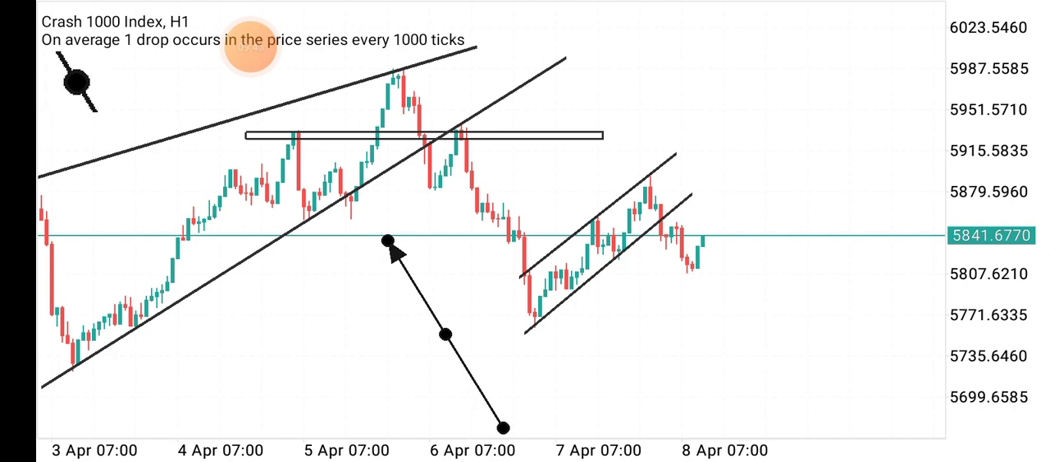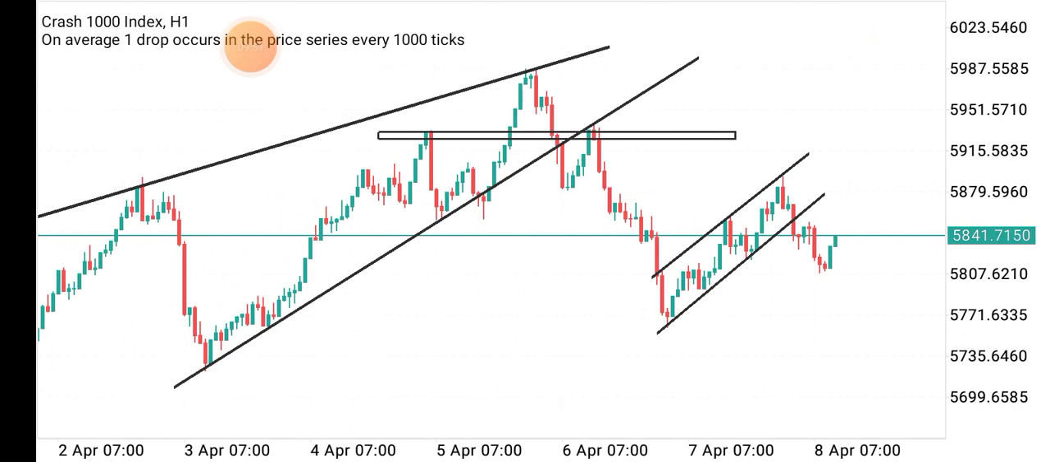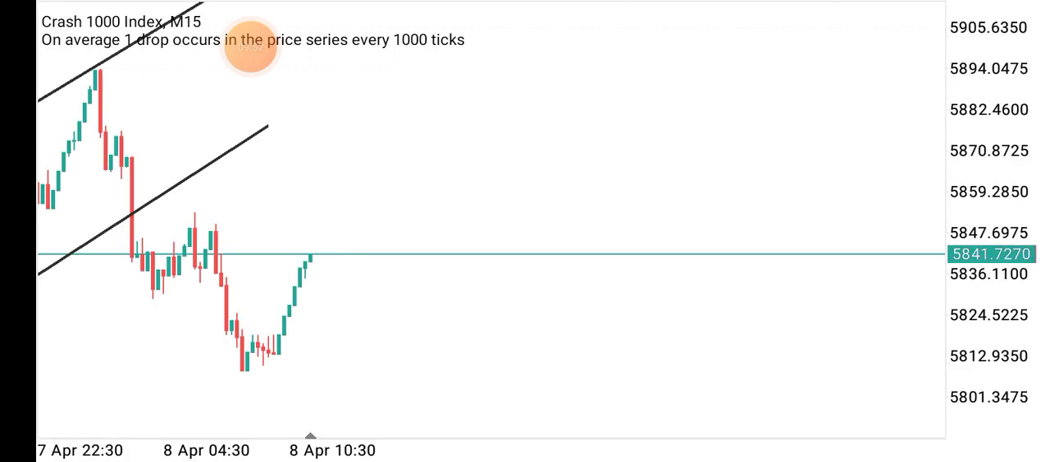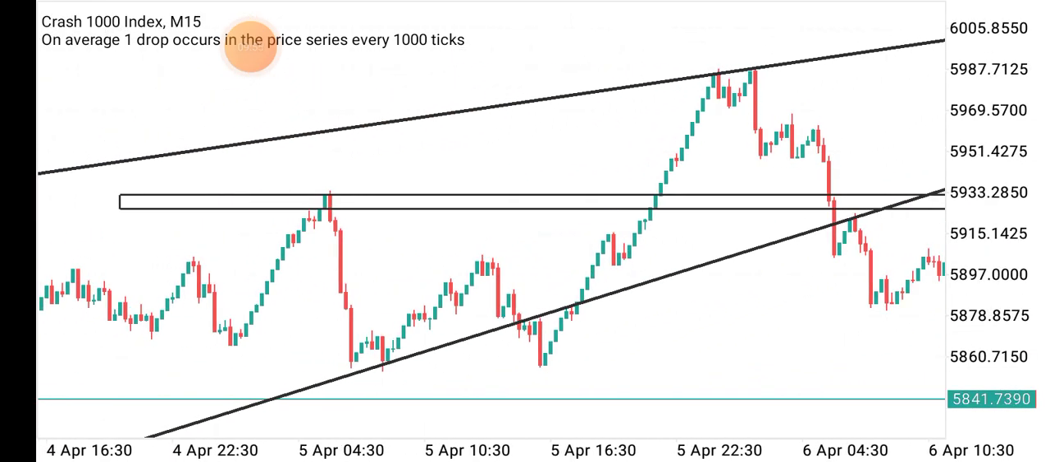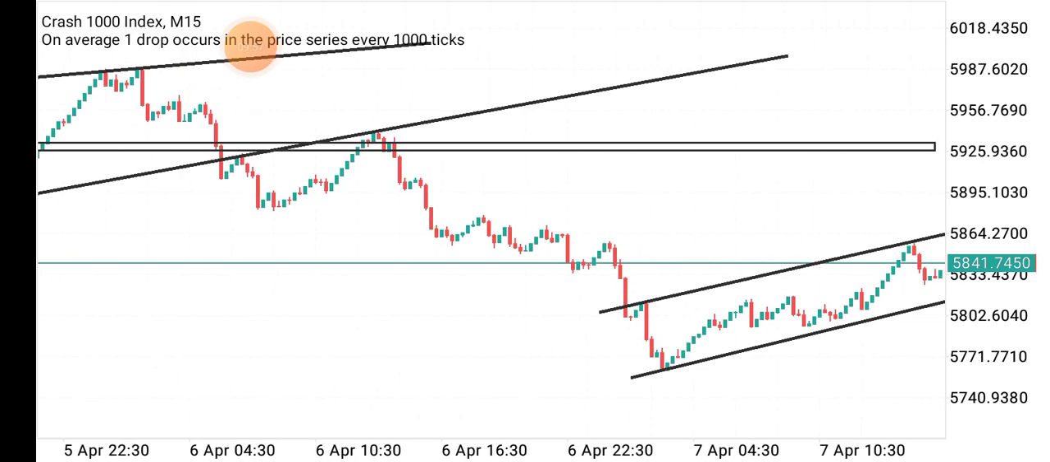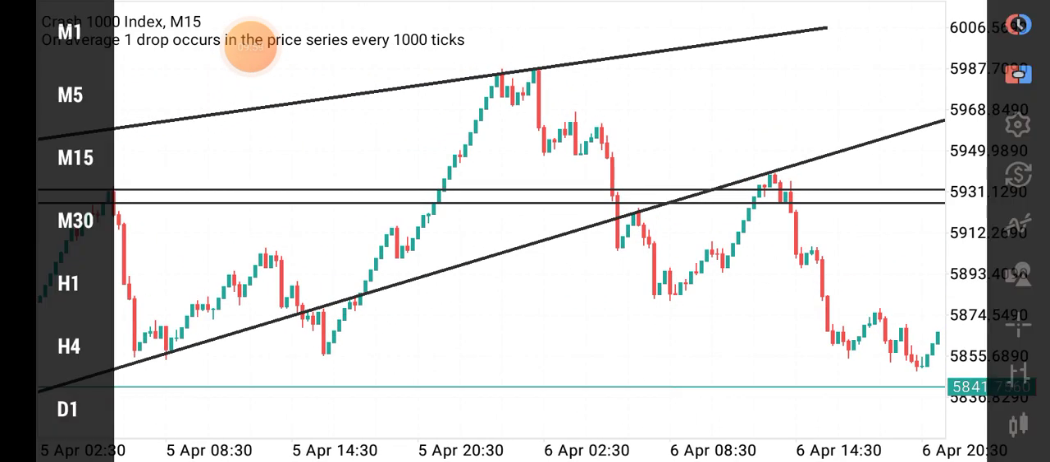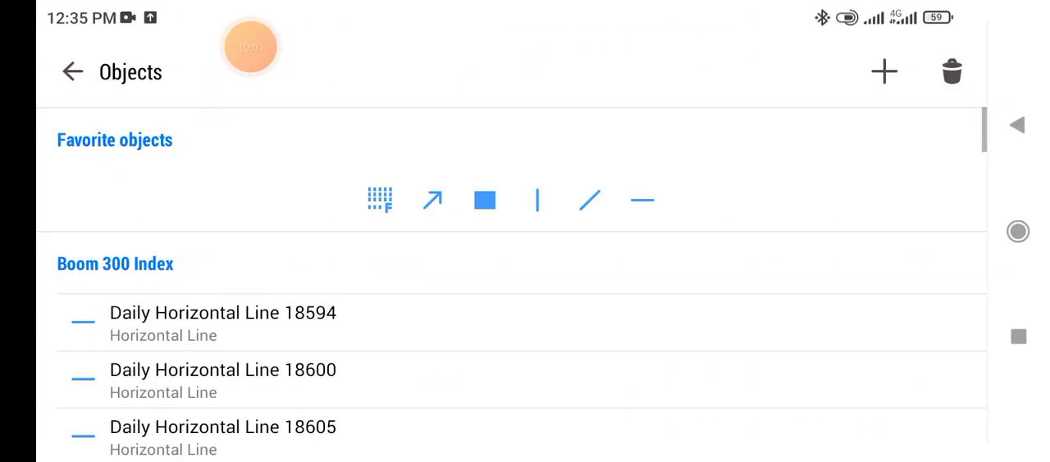So I noticed that there was a possibility, if you can go to the 15 minutes time frame to see. Let's go to the 15 minutes time frame, guys. Okay, now on the 15 minutes time frame, you can see what happened in the market.